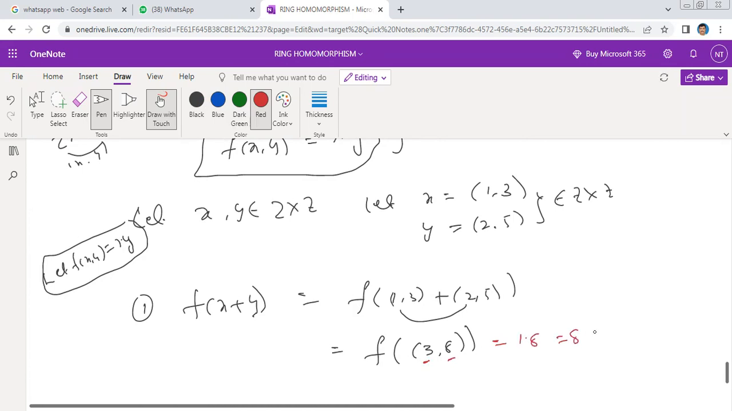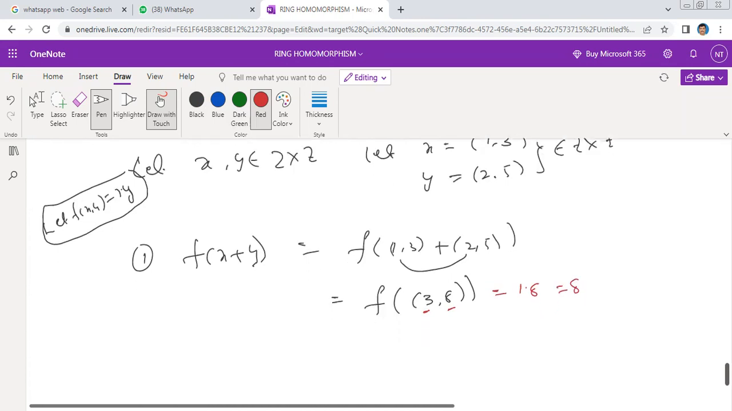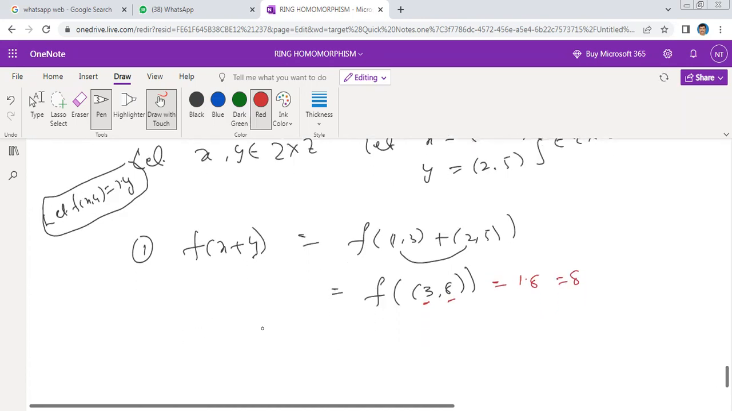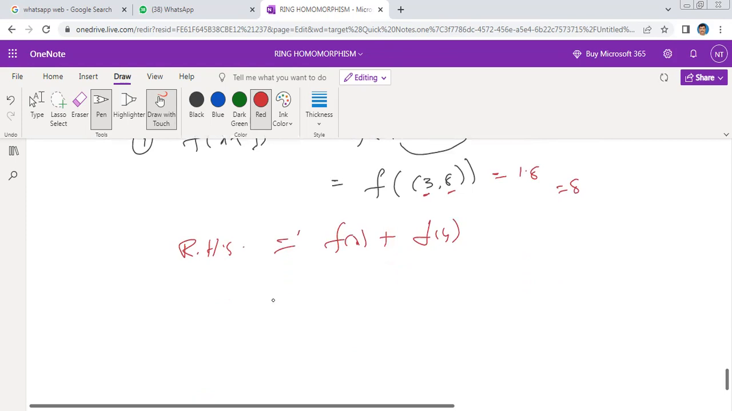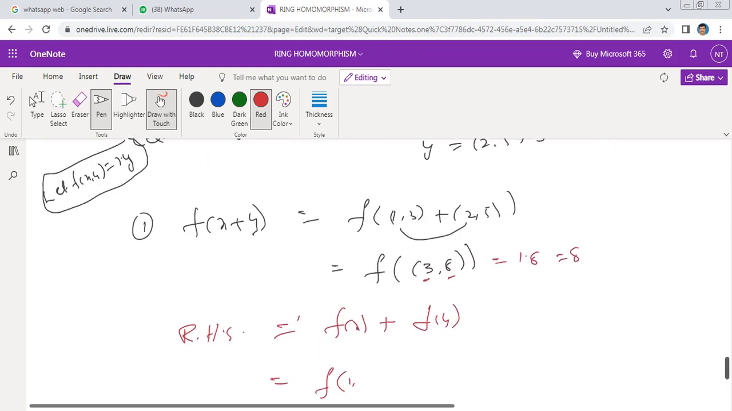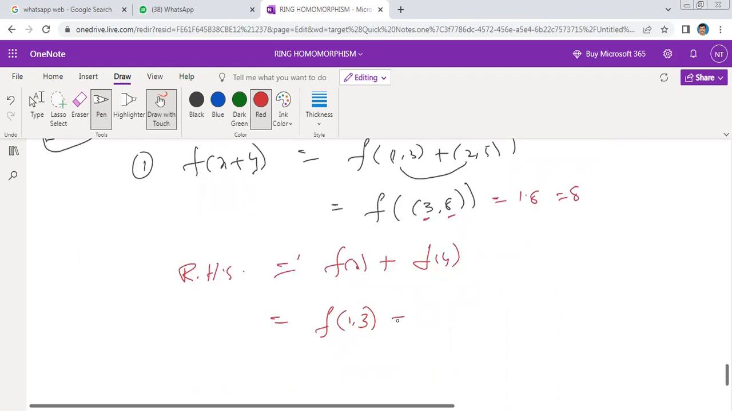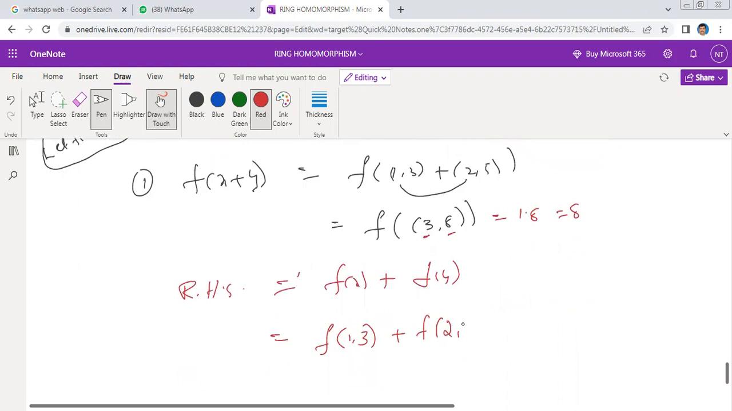8. Right. Now I am checking the left hand side, LHS. This is f of x plus f of y. What is the RHS value? Which is equal to f of x plus f of y. Now f of x, what is our x? 1 comma 3. f of x is 1 comma 3 plus f of 2 comma 5. Can you say this value, anybody?